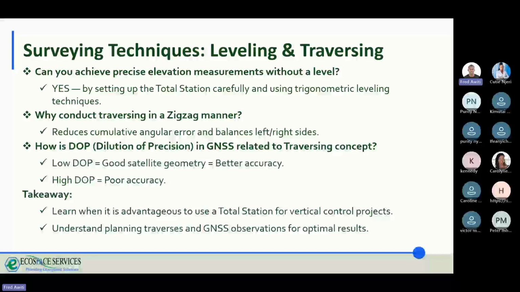So at the end of the day, when you undertake the course, you're going to learn what you can take about it: when it's advantageous to use the total station for vertical measurements, which is the same question I was being asked, and how to set up to use the total station for levels. Then you also need to understand the planning of the towers and the GNSS observation for optimal results. You're going to look at the GNSS data when you collect it.